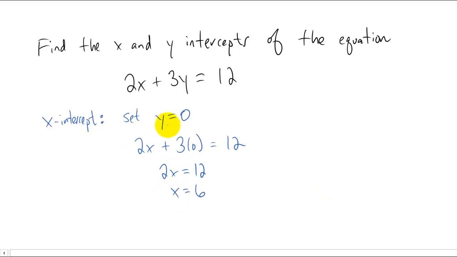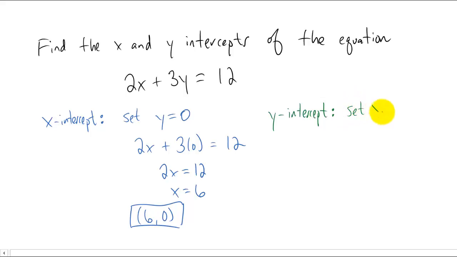So we know that when y = 0, x = 6. That x and y value gives us a point. The point is (6, 0). And that point is the x-intercept for this graph. Let's find a y-intercept. We know from the graph above that for all y-intercepts, the x value is going to be 0. So we're going to set x equal to 0.